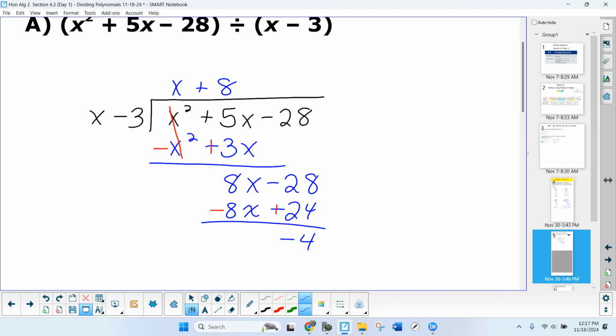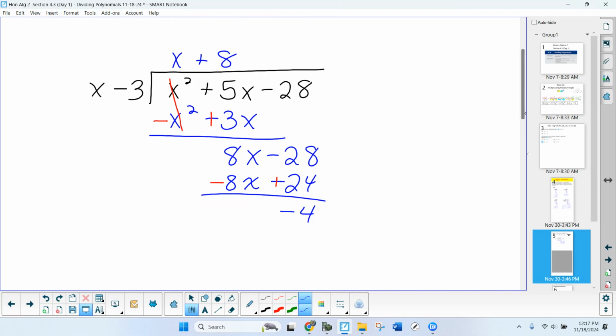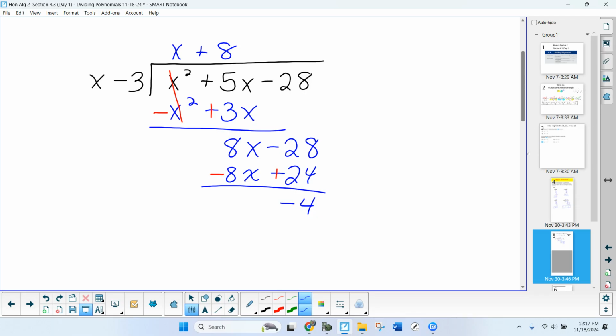So, Ava, help me write my answer. How would I write my answer to this problem? X plus 8, and then minus 4 over x minus 3.